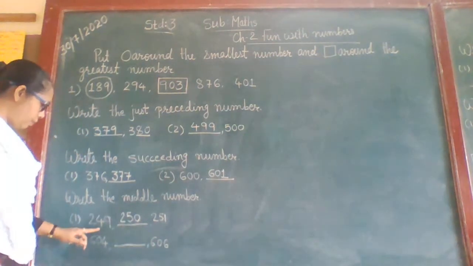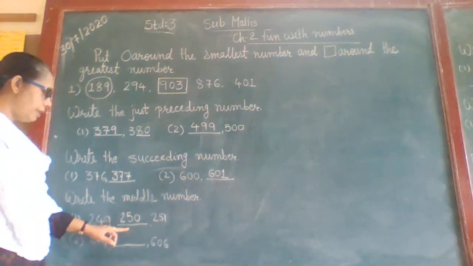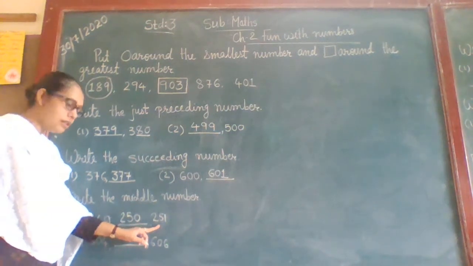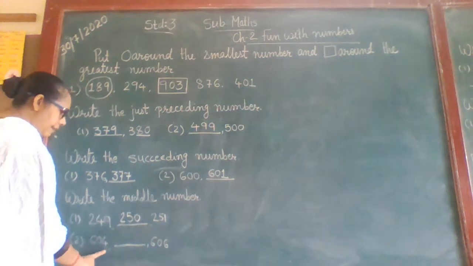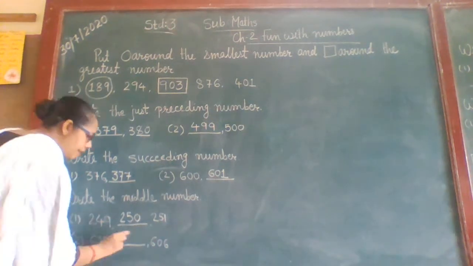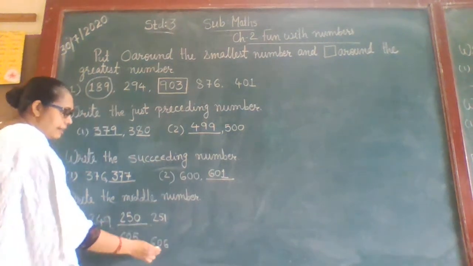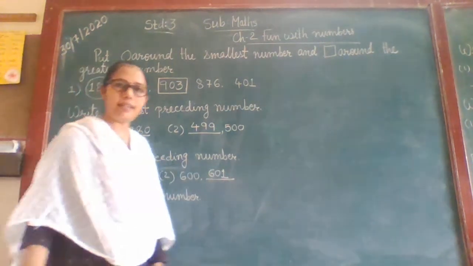Then we have to check: 249, 250 and 251 is given to us. Then 604, after 604, 605 and then 606.